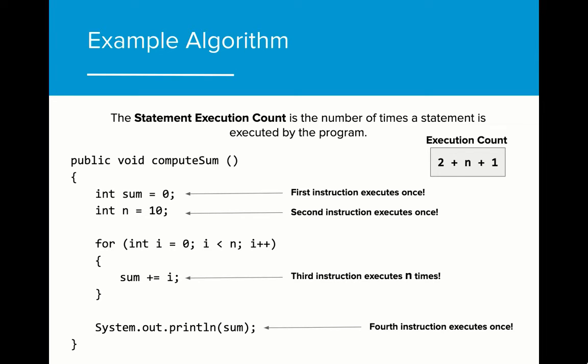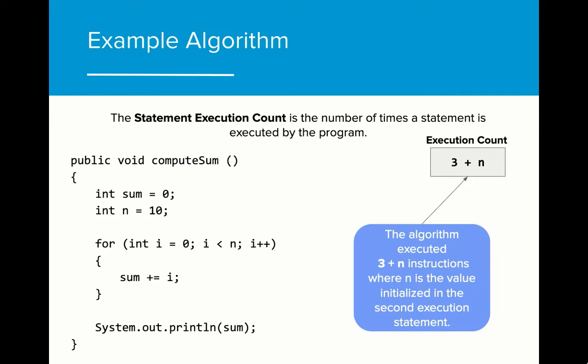Lastly, the print statement is executed once, so we add 1 to the execution count. In this example, the execution count for the program is 3 plus n, where n is the value initialized in the for loop. In this case, n is 10, so the program's final execution count is 13.